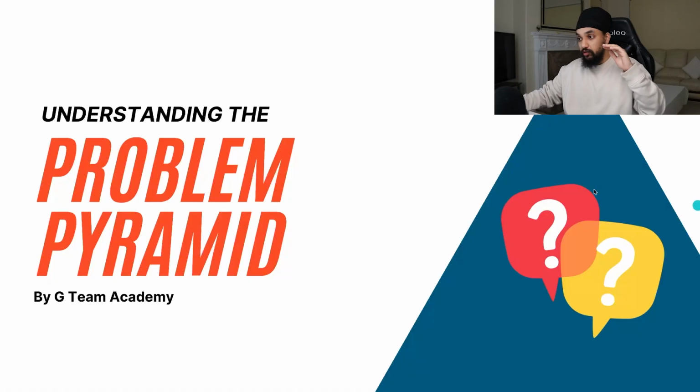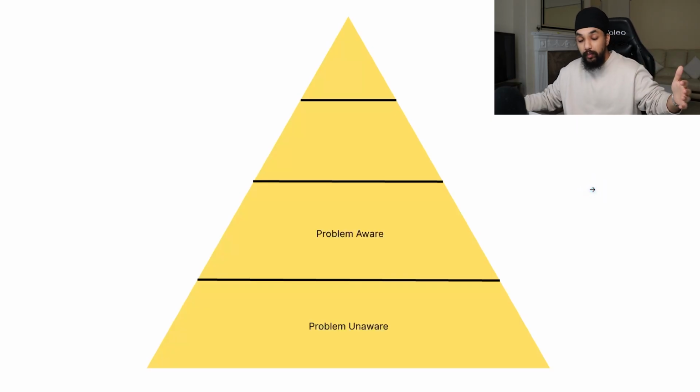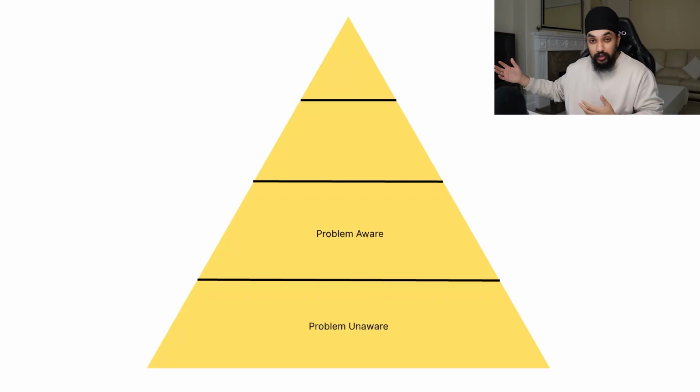In the problem pyramid, there's four main different stages. Firstly, you've got problem unaware, and this is people that don't even know that they have a problem. The second stage is problem aware people, so people that know that they've got a problem, but that's about it. They don't know if the solution's out there, and they don't know what they should look for in a solution.